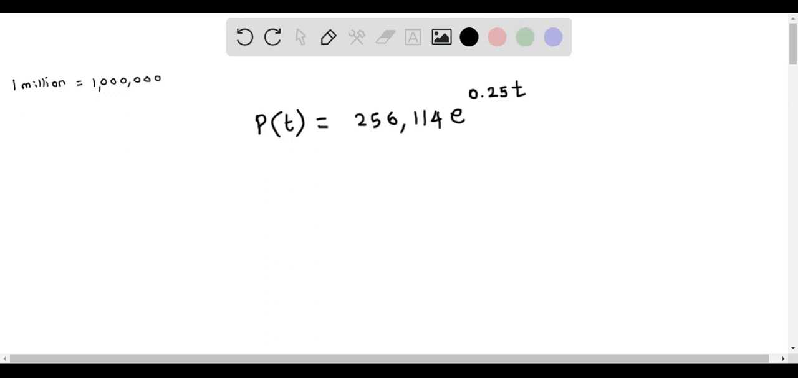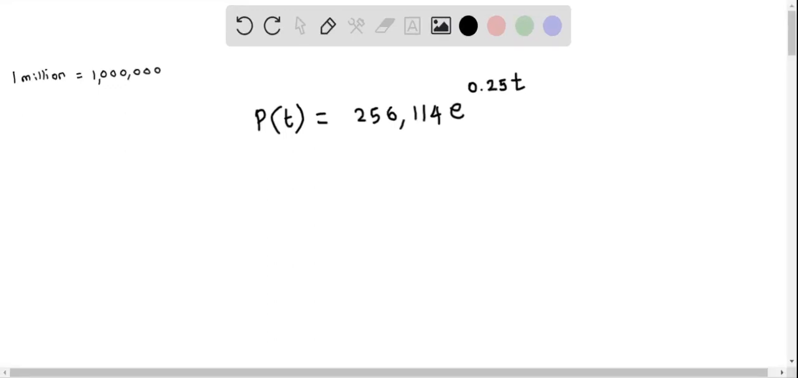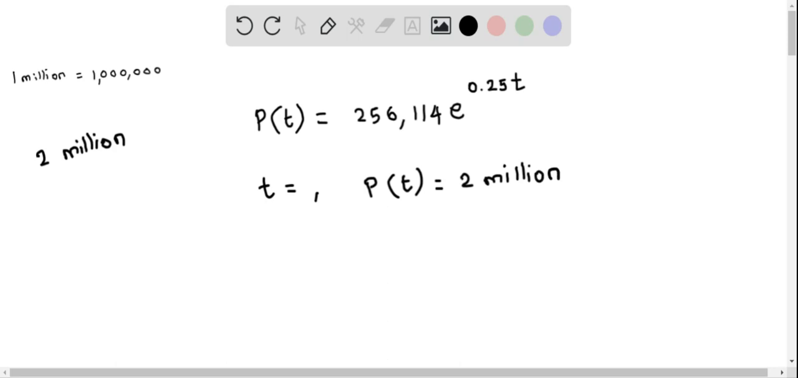We now determine the number of years it will take for the population of a city to reach 2 million. So it's basically we have to find t when P(t) equals 2 million. Let's put this million in numbers.